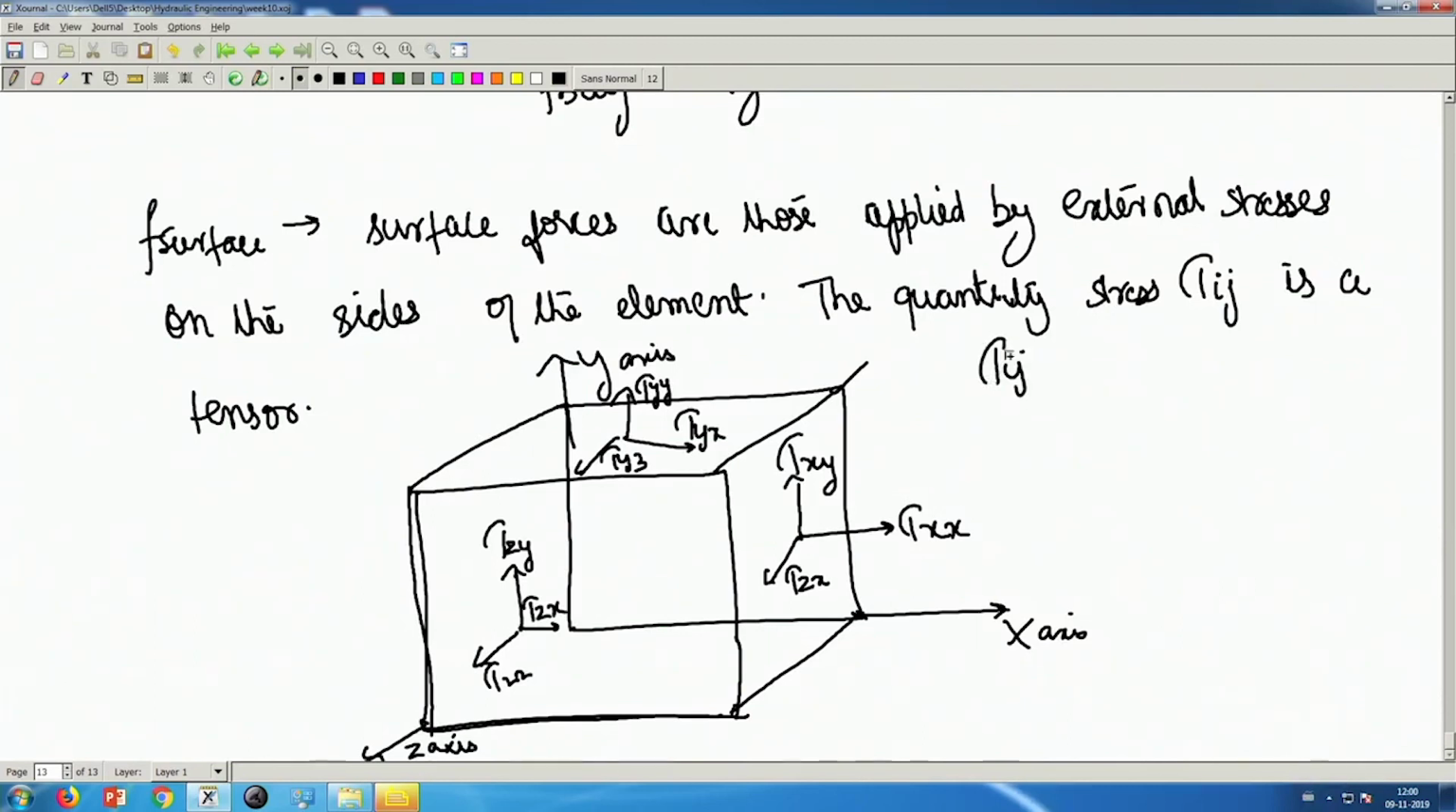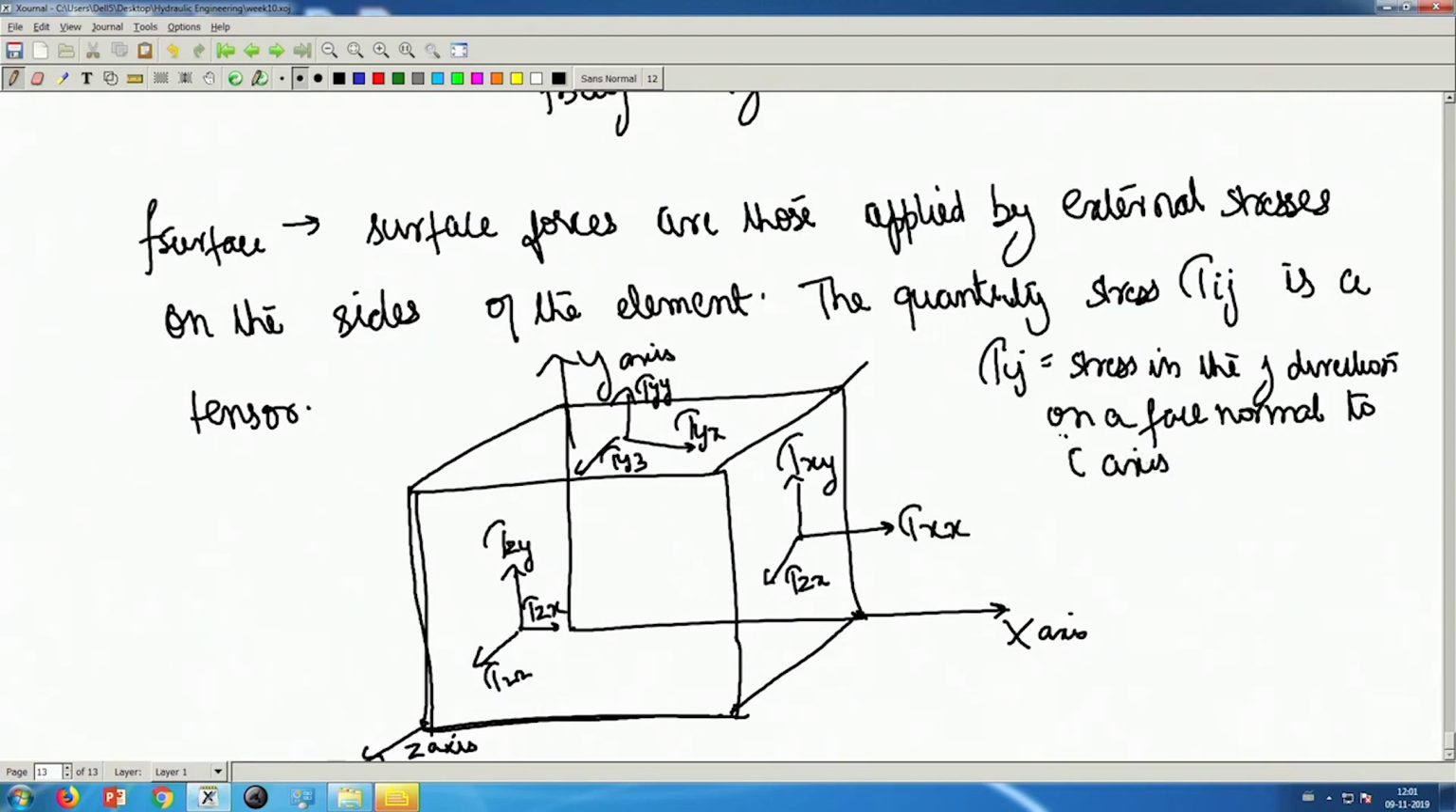So tau ij is the stress in the j direction on a face normal to the i axis. Okay, so this has been our definition: tau ij, stress in the j direction on a face that is normal to the i axis. All right. So we said that stress is a tensor, correct?